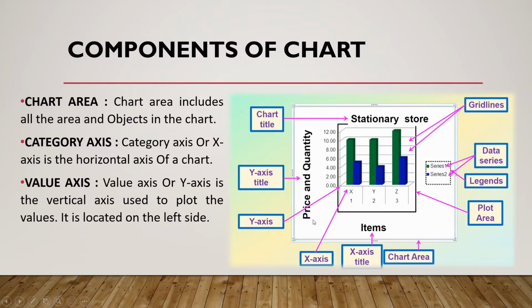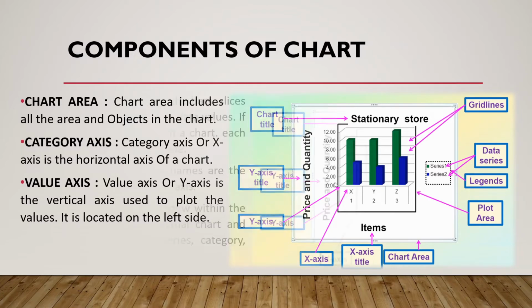This all, right? Category axis. Category axis is also called the x-axis. This is the area where these bars are standing. This is the x-axis. Value axis. Value axis or y-axis is the same thing, or we can say vertical axis also. This is the vertical axis.